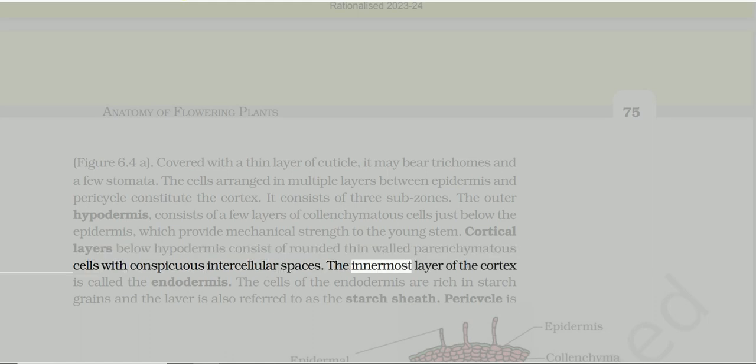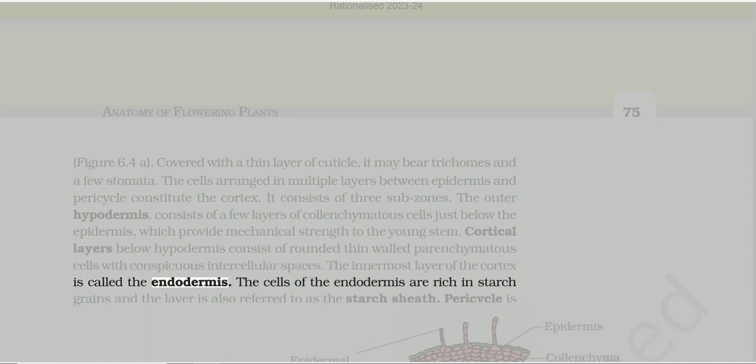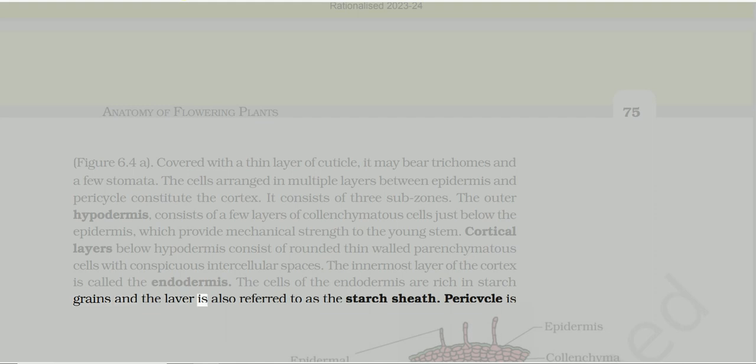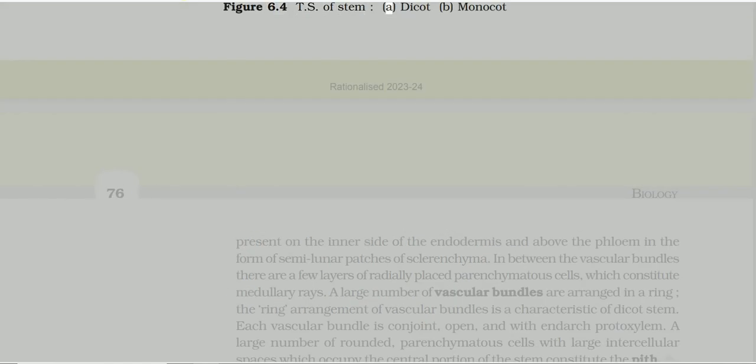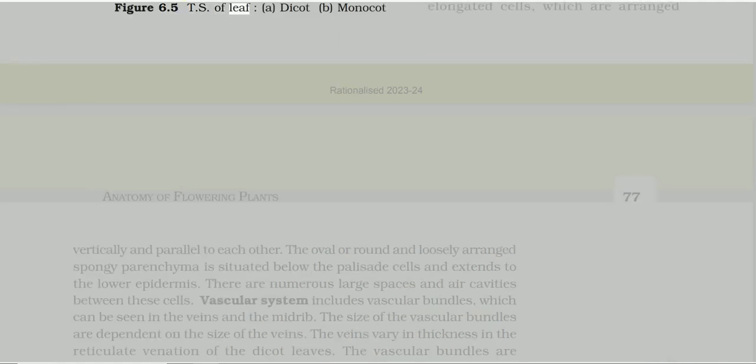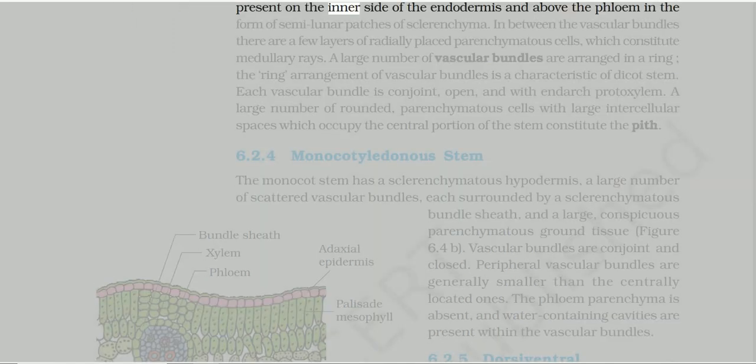The innermost layer of the cortex is called the endodermis. The cells of the endodermis are rich in starch grains and the layer is also referred to as the starch sheath. Pericycle is present on the inner side of the endodermis and above the phloem in the form of semilunar patches of sclerenchyma. Figure 6.4 TS of stem. A. Dicot. B. Monocot. Figure 6.5 TS of leaf. A. Dicot. B. Monocot.